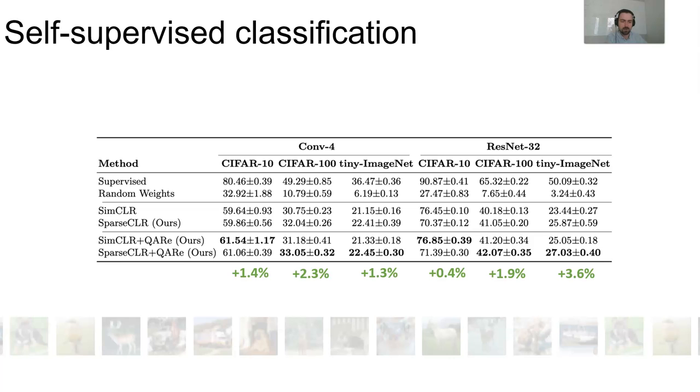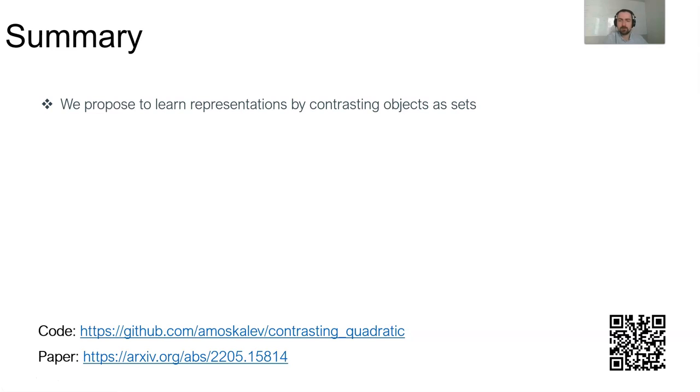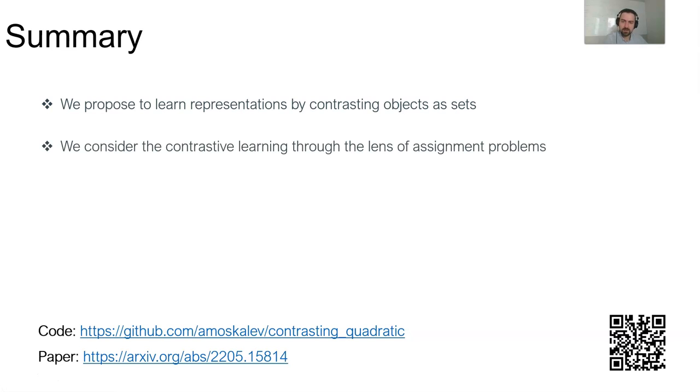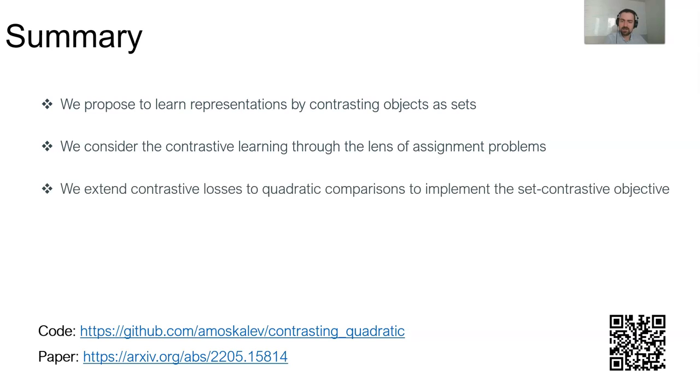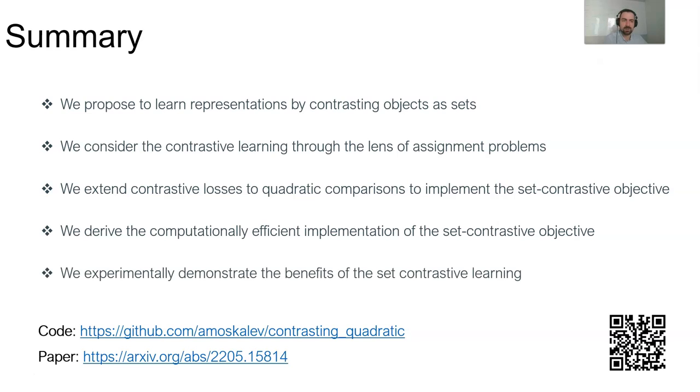All in all, in this work, we propose to learn representations by contrasting objects as sets. We consider contrastive learning through the lens of assignment problems. We extend contrastive losses to quadratic comparisons to implement the set-contrastive objective. We derive the computationally efficient implementation of the set-contrastive objective, and we conduct experiments.